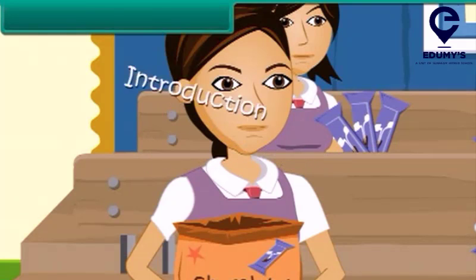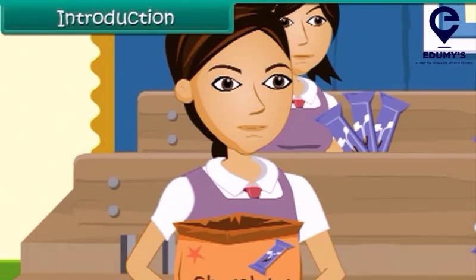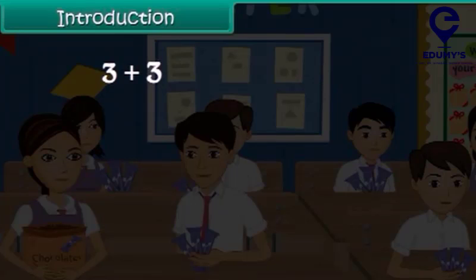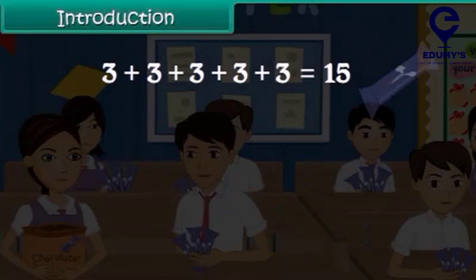Introduction. It is Ria's birthday today. She has decided to give 3 chocolate bars to each of her classmates. So far she has covered 5 friends. Therefore, she has given away 3 plus 3 plus 3 plus 3 plus 3, which is equal to 15 chocolate bars.